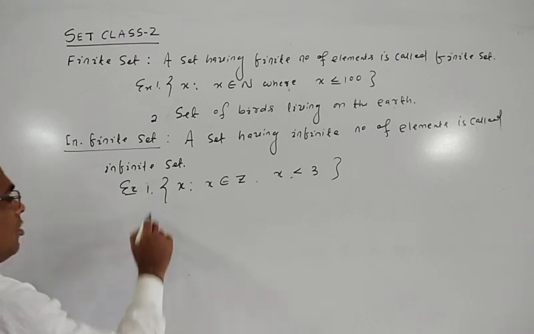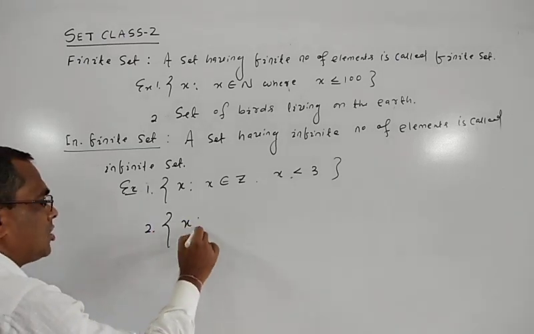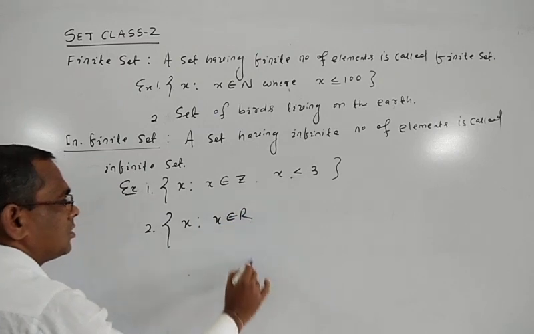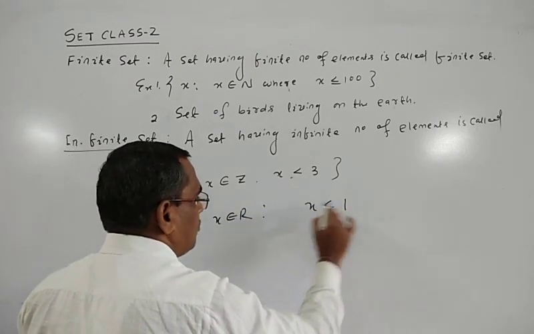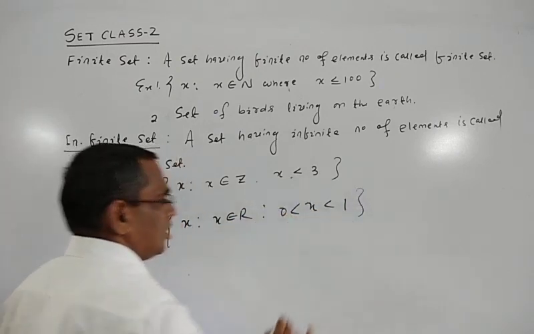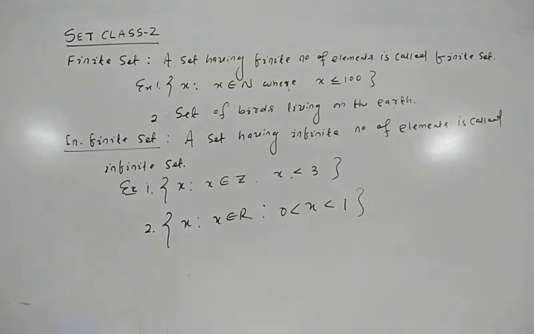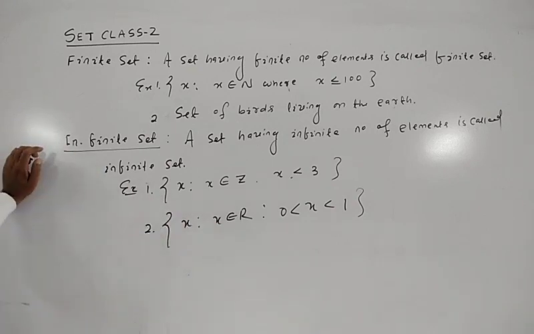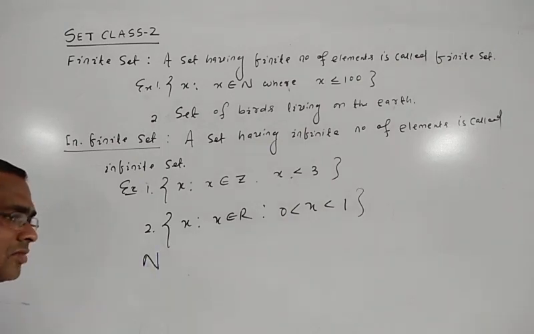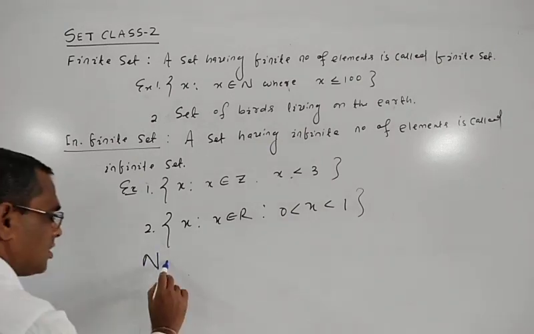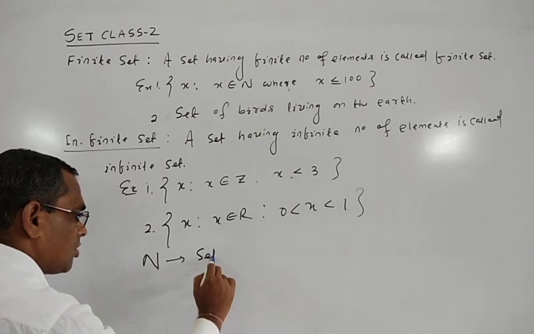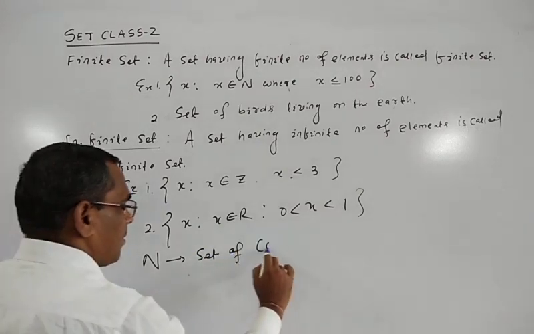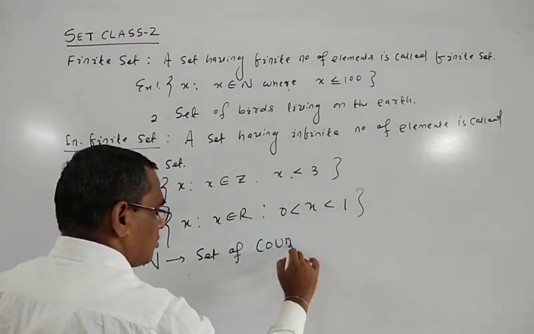Okay, number 1. Number 2: x such that x belongs to R such that x less than 1 and greater than 0. Between 0 and 1 there are many rational numbers and many irrational numbers. x belongs to R, R is the set of real numbers. So these are all infinite sets. N set is also known as an infinite set. N set means the set of natural numbers, set of counting numbers.